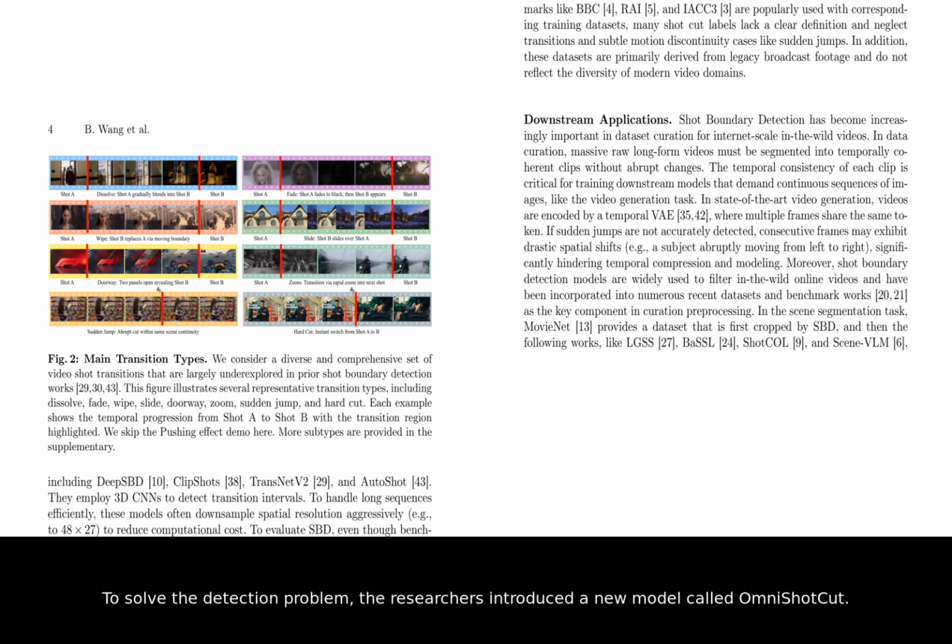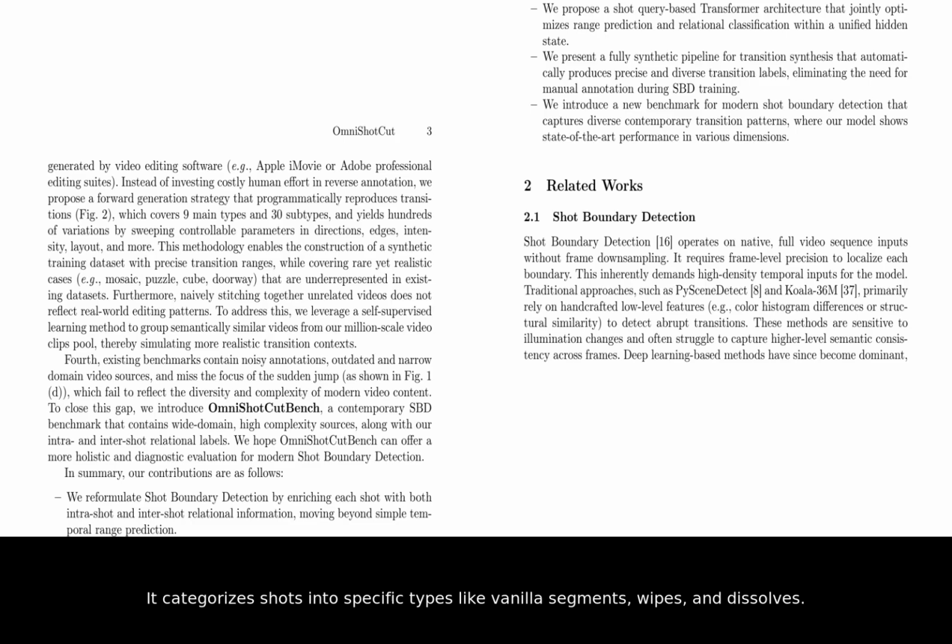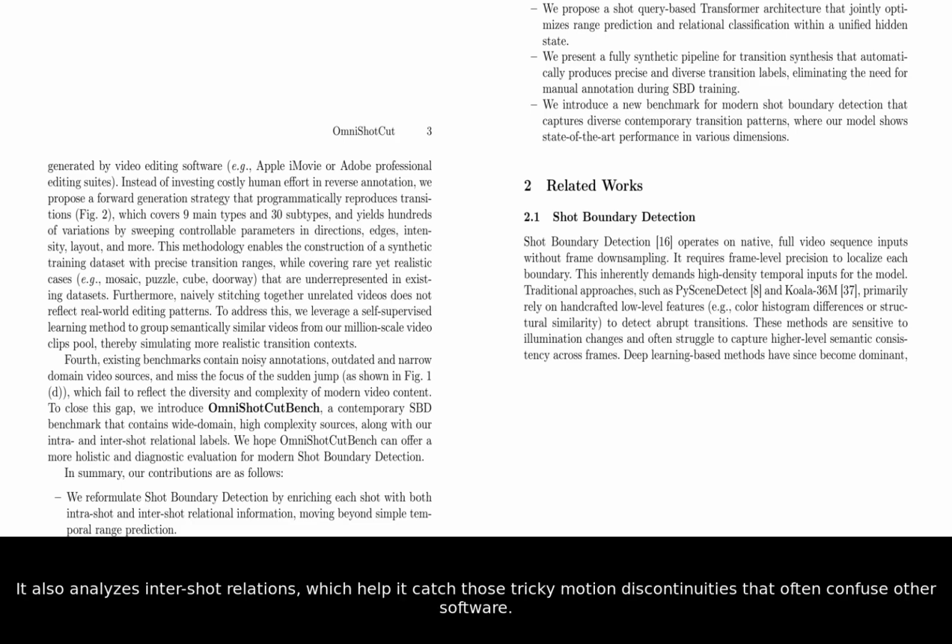To solve the detection problem, the researchers introduced a new model called OmniShotCut. Unlike previous systems, this one treats video structure as a series of complex, structured relationships. It categorizes shots into specific types like vanilla segments, wipes, and dissolves. It also analyzes inter-shot relations, which help it catch those tricky motion discontinuities that often confuse other software.